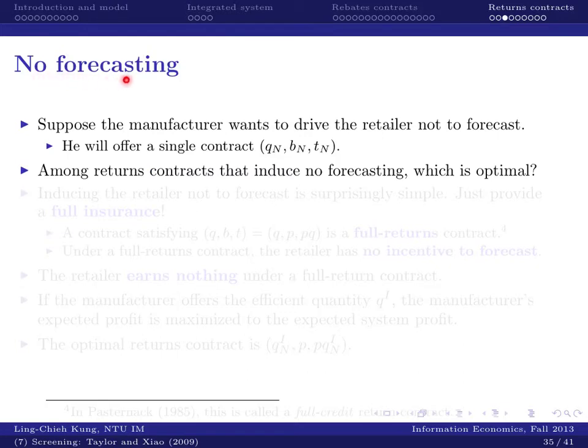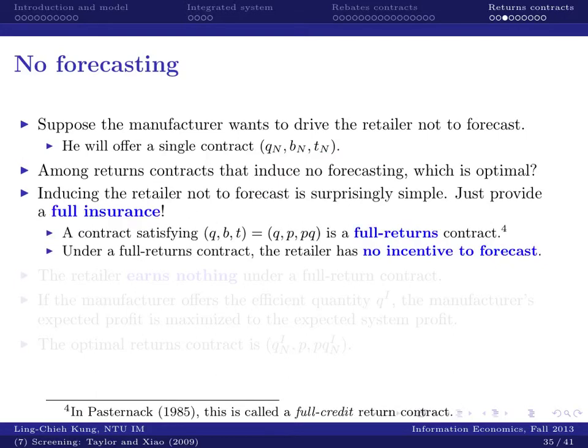Suppose the manufacturer wants to induce no forecasting by offering a single contract. What is an optimal contract? Oh, it turns out that this is really simple. If we want to induce the retailer not to forecast, then providing full insurance is the best possible way.